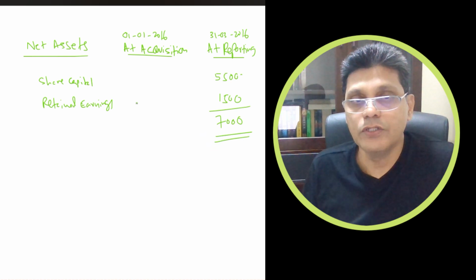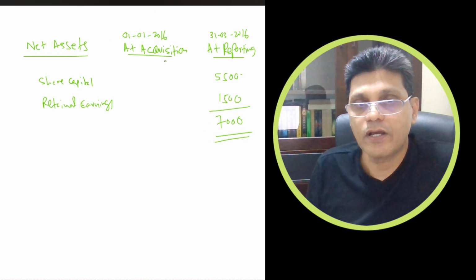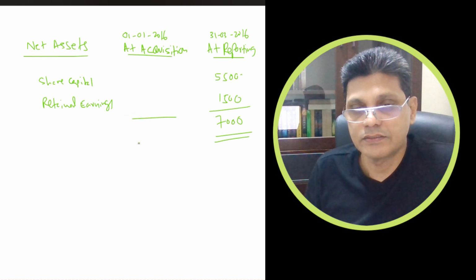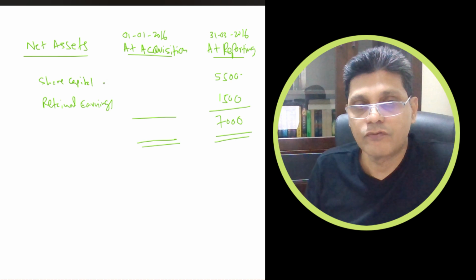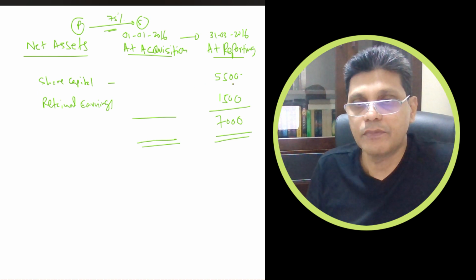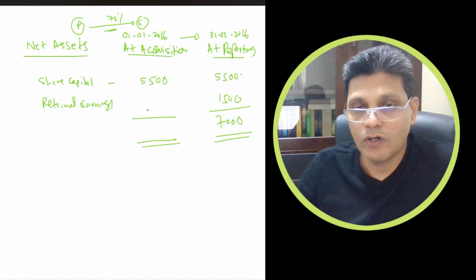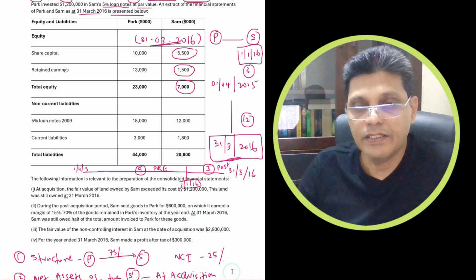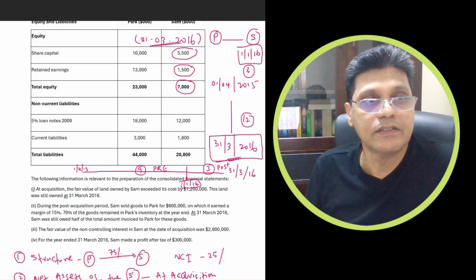Now you need to identify what the net assets will be at the time of acquisition. From the acquisition date to the reporting date there shouldn't be any change in the share capital. Since P has acquired S 75%, there shouldn't be any change in the share capital, plus the share premium. So there won't be any changes in the share capital. For the retained earnings, you can see the retained earnings given.